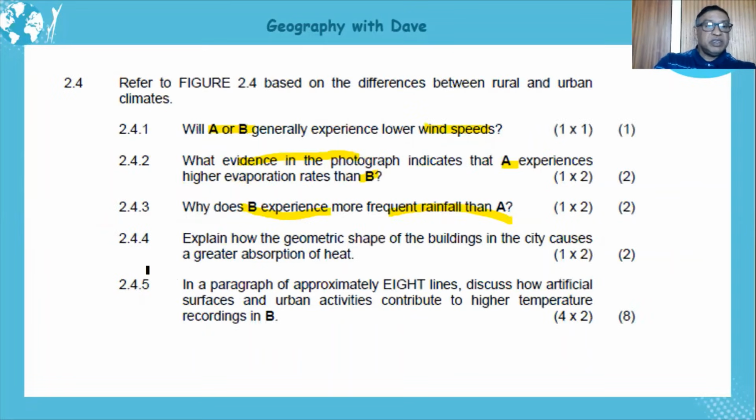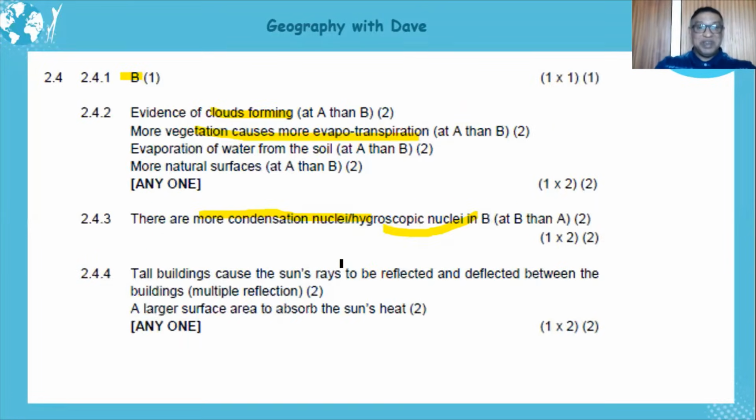Okay, let's look at this one, 244. Explain the geometric shape of the buildings in the city that causes great absorption of heat. There are tall buildings which cause the sun's rays to be reflected. Can you see? Again, it's bringing it in with the context of one factor, the geometric shape of the buildings.